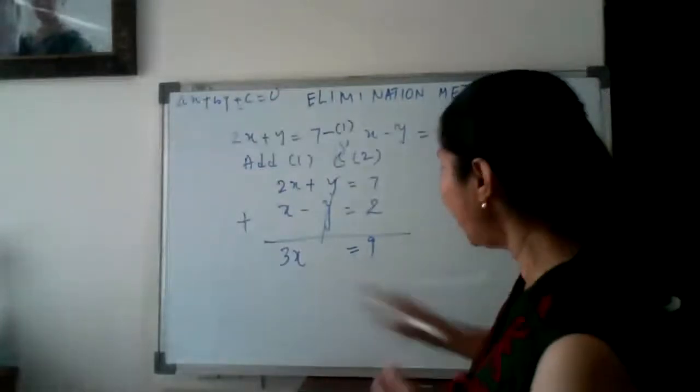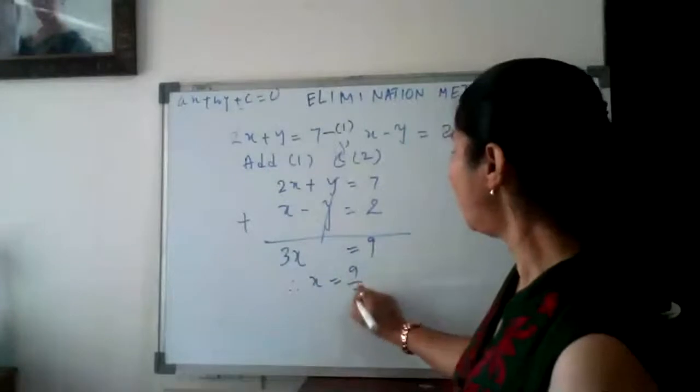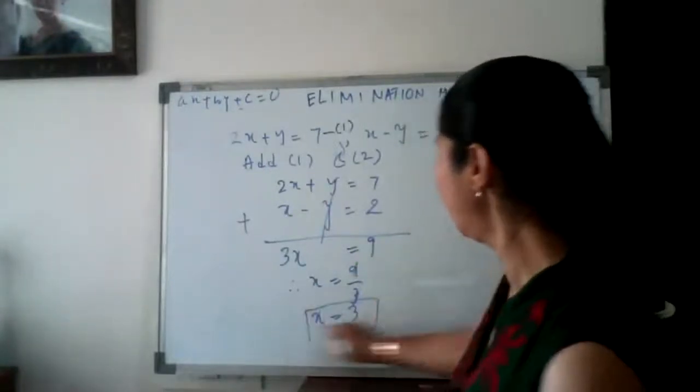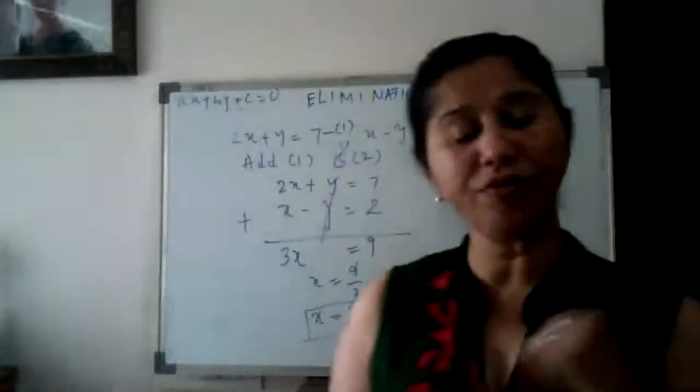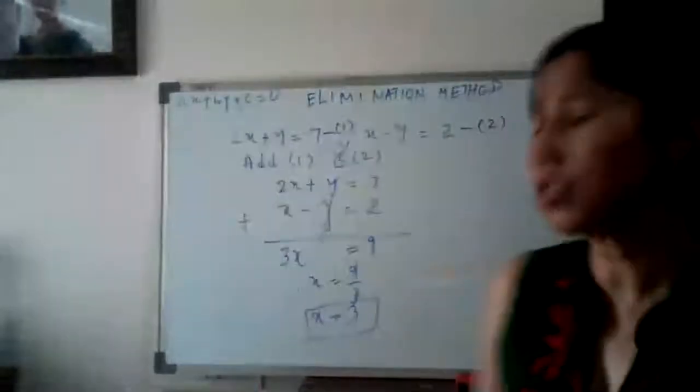Look at it, 3x is equal to 9. So x is equal to 9 upon 3. Cancelling, I get the value of x as 3. Did you understand? So we get the value of the first variable easily. I hope you understood one of the simplest methods of solving these equations.